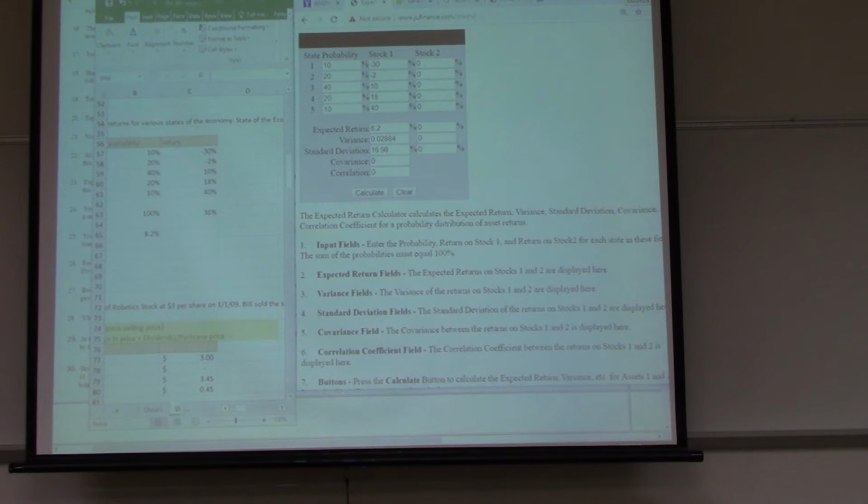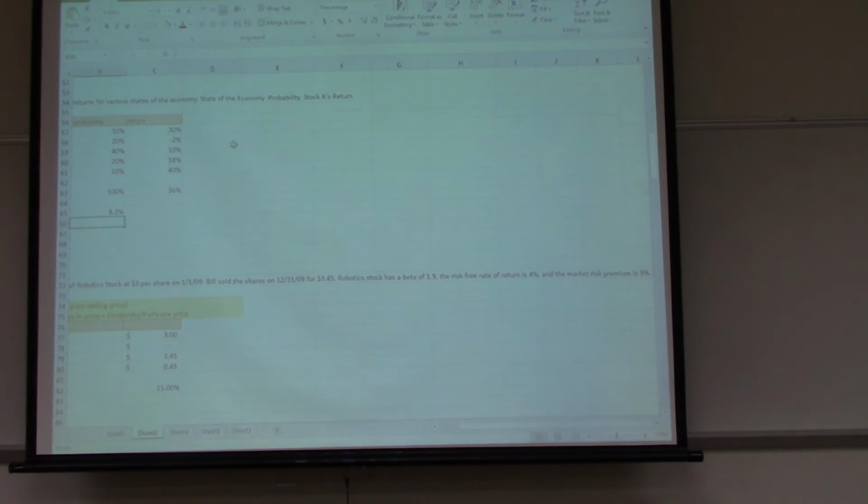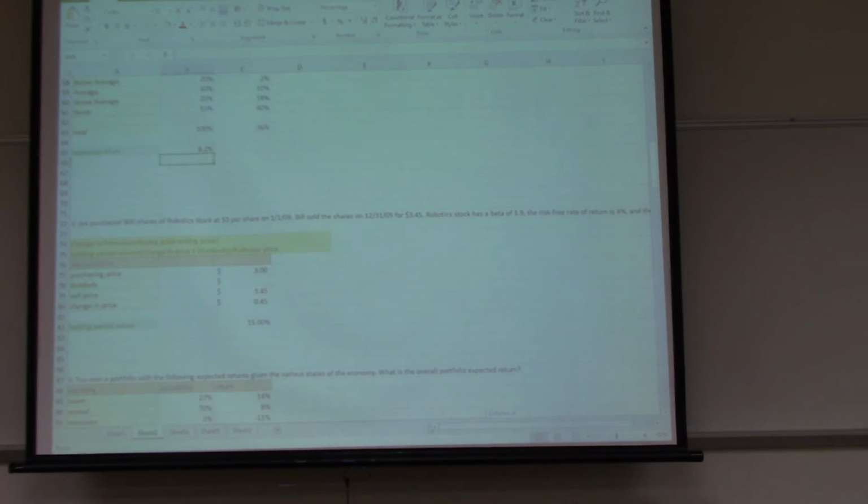Okay, so do you have trouble using the calculator? Okay. And use SUMPRODUCT in Excel. Yeah, if you're using Excel, SUMPRODUCT. Okay. The second one, you have to do one by one. Did you guys get the second one? 15%, that's correct.